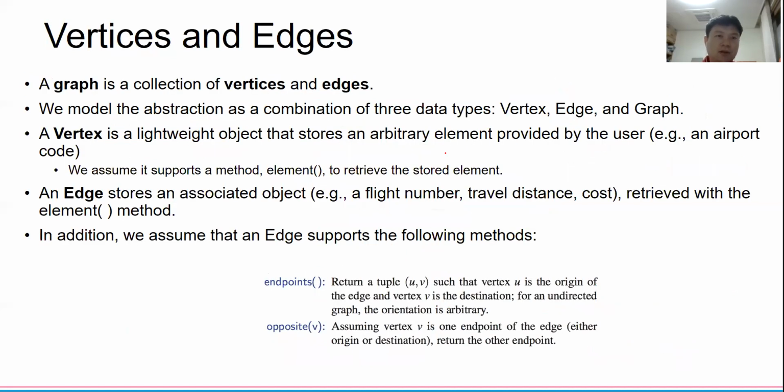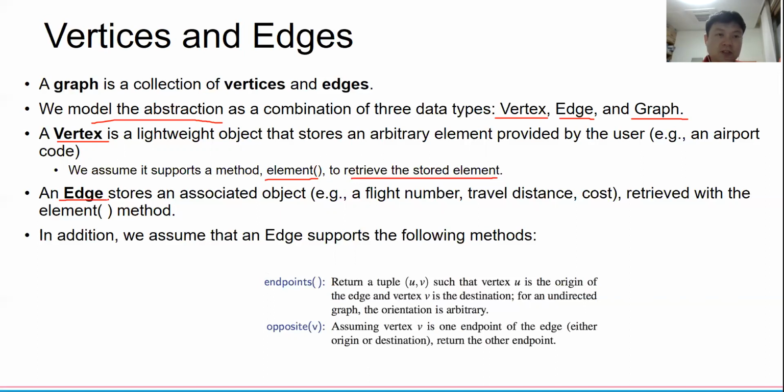So in the graph, as I mentioned before, it is a collection of vertices and edges. And we model the abstraction as the combination of 3 data types: we will have vertex, edge, and graph. A vertex is a lightweight object that stores an arbitrary element provided by the user, for example, the airport code. We will assume that it supports the method element to retrieve the stored element.